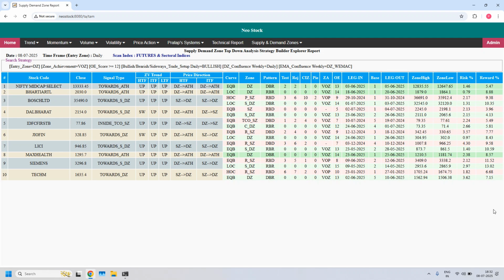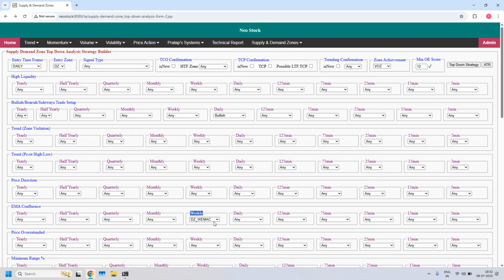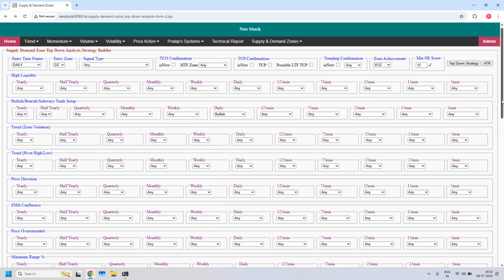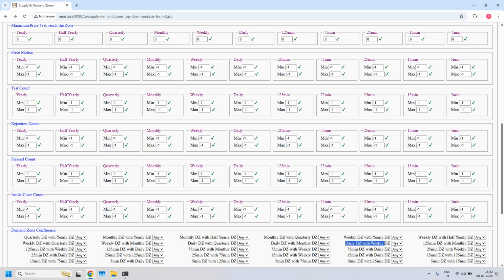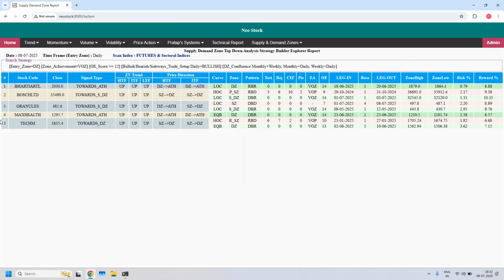Okay, next we will filter based on daily, weekly and monthly demand zone confluence supported stocks. Remove EMA filter. Demand zone confluence, 3 filters I am setting. Daily and weekly, daily and monthly, weekly and monthly demand zone confluence. With these filters we got 5 stocks. Daily, weekly, monthly, and monthly trend is up in all the stocks.